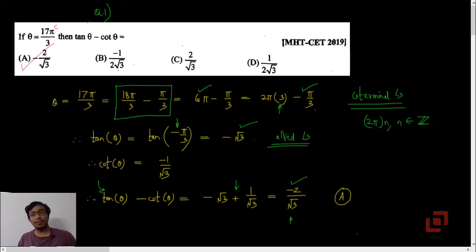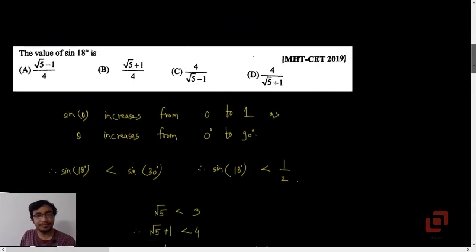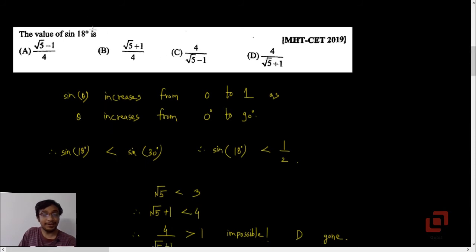Very simple question, but you should know allied angles as well as coterminal angles, and of course you should know what tan of 60 degrees is, or pi by 3 radians. Otherwise a very simple question. Next, question 2.